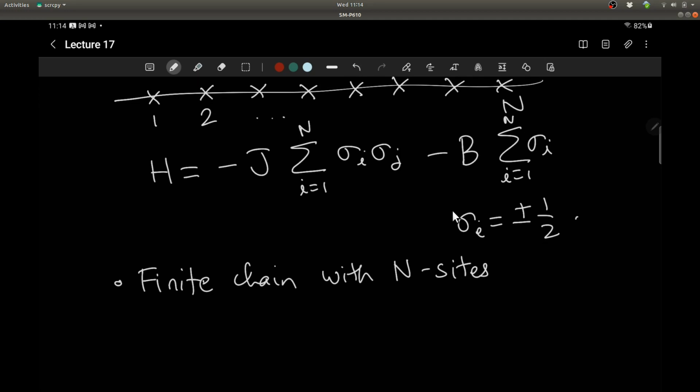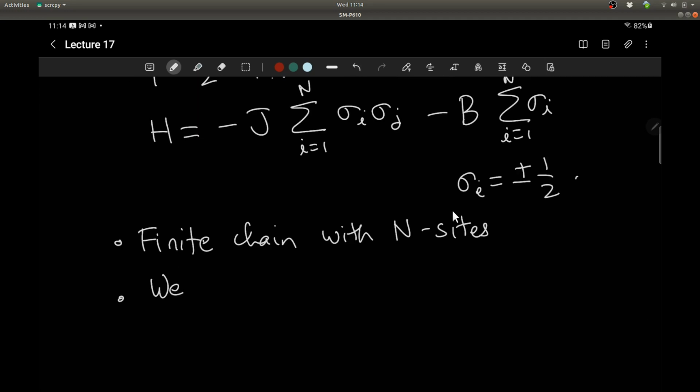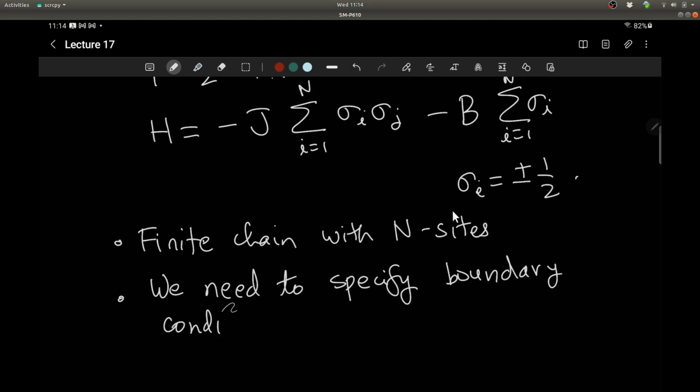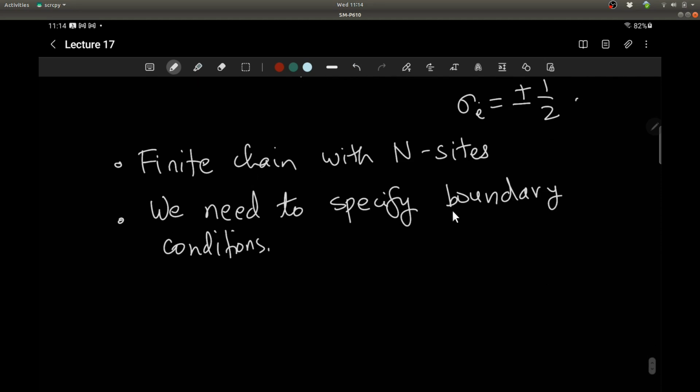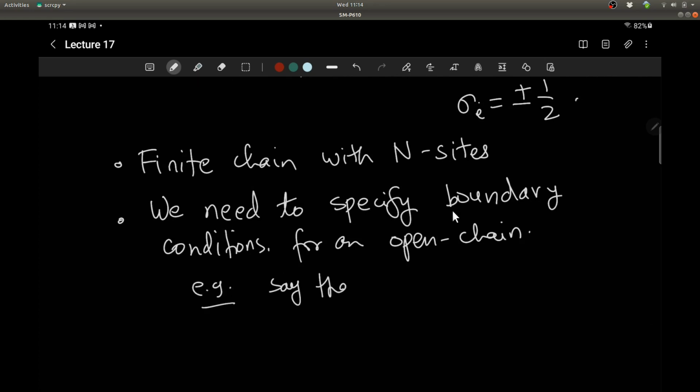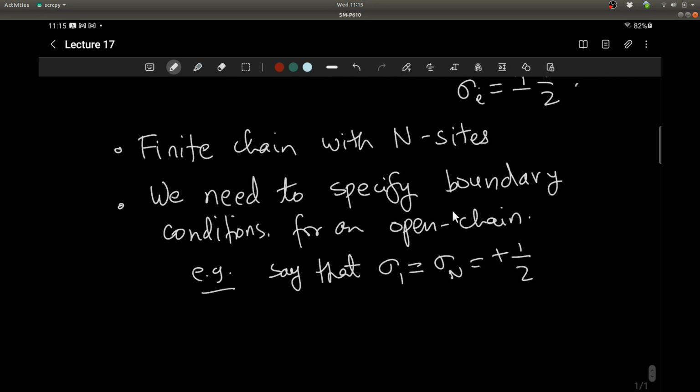But the point here is that we need to specify boundary conditions. For an open chain, for instance, an example would be sigma_1 equal to sigma_n equal to plus half, and the rest are allowed to fluctuate. This is one example of an open boundary condition; there could be many more. Or we could have sigma_1 equal to minus sigma_n equal to half, the opposite. Or it could be random. We could put some probabilistic stuff, but this is simpler.